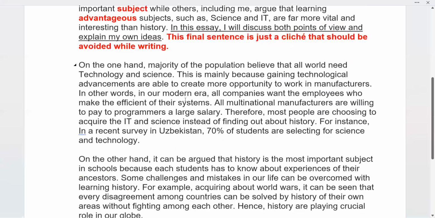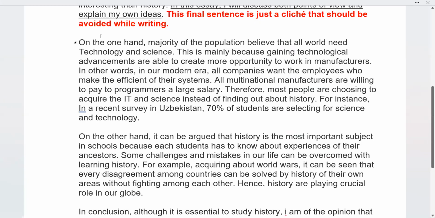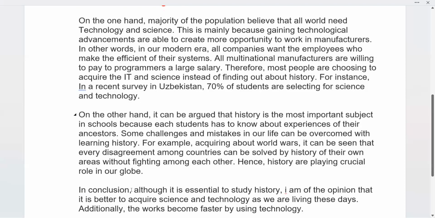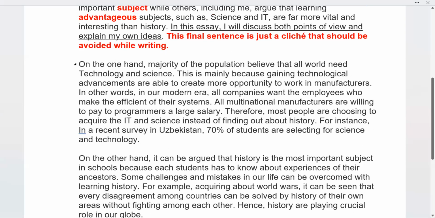Now, moving on to the body paragraphs, we have two body paragraphs: on the one hand, on the other hand, and a conclusion. So we have two body paragraphs and we have a conclusion.